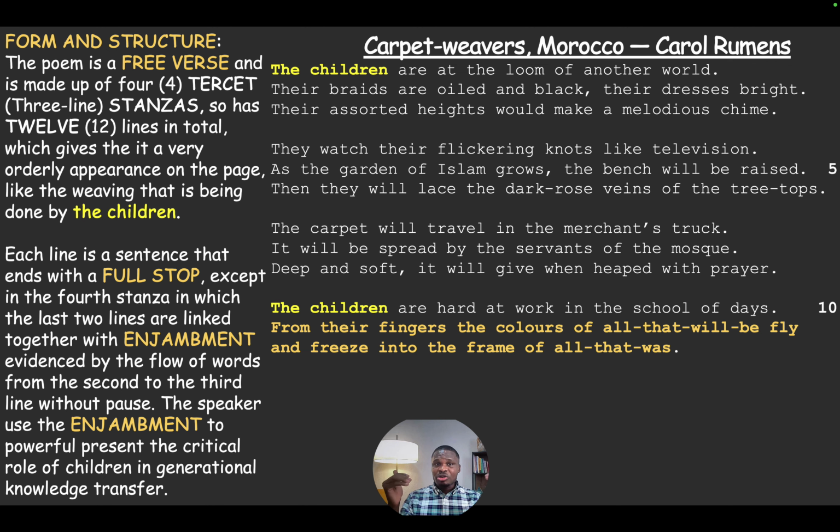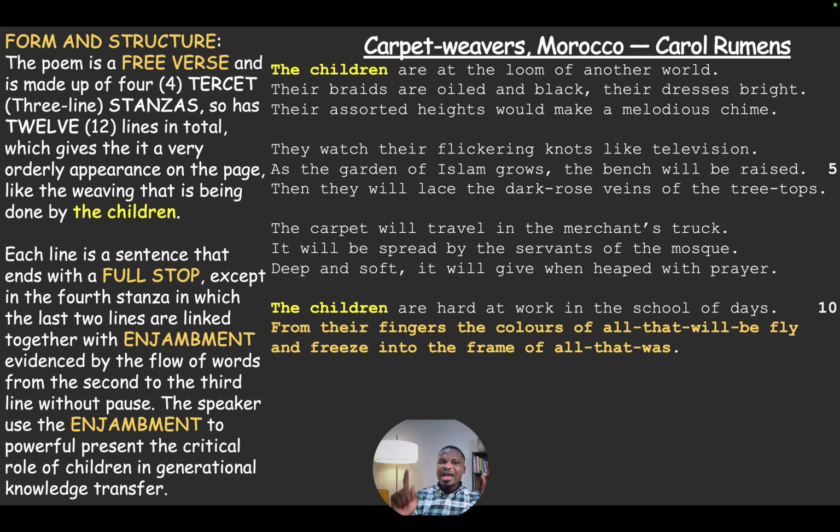Now, the poem is also made up of 4 tercet stanzas or 3-line stanzas. Tercets mean 3-line stanzas. So the poem has 12 lines in total, which gives it a very orderly appearance on the page. And I think it also mimics the appearance of the weaving that is being done by the children. So it looks quite orderly on the page.